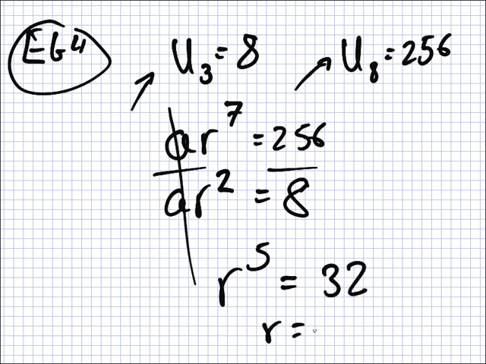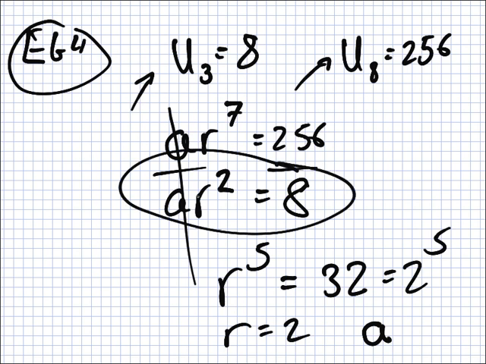So r is 5? 2, I'm sorry, I was thinking of the power. Yeah, the power is 5 and the r must be 2, because 32 is 2 power 5. Is it possible to be minus 2? No, I think it's only 2. So then we get the a by looking at this. 2 as well, actually.